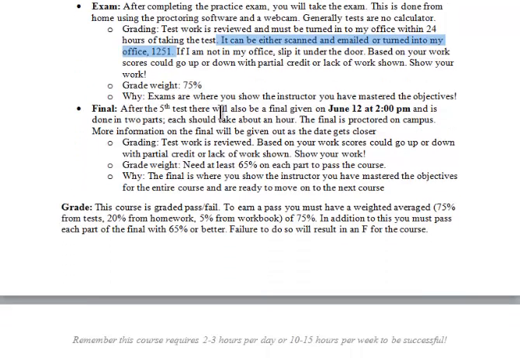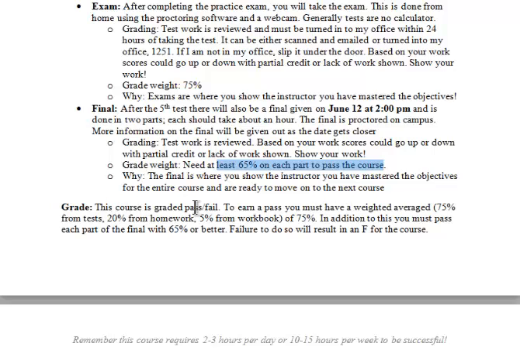Finally, after the 5th test, there's a final. This quarter, it's going to be given on June 12th at 2 p.m. in room 1215. Please plan to be there at that time and that date. You have been warned plenty of time in advance. That is Wednesday, June 12th at 2 p.m. The test work is reviewed, and your grade weight is going to be 65% on each part of the test is required in order to pass the class.